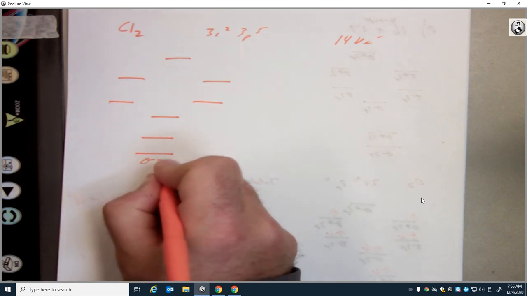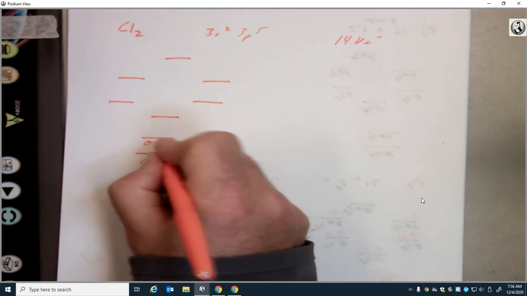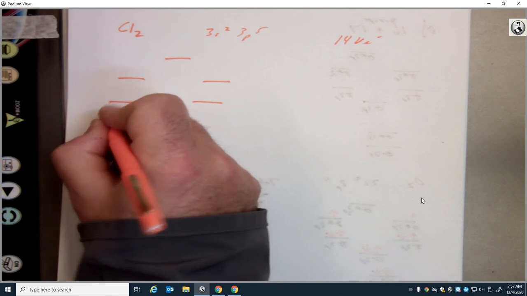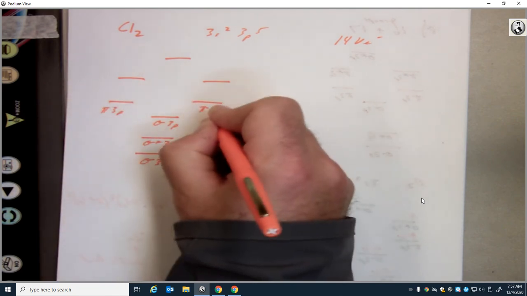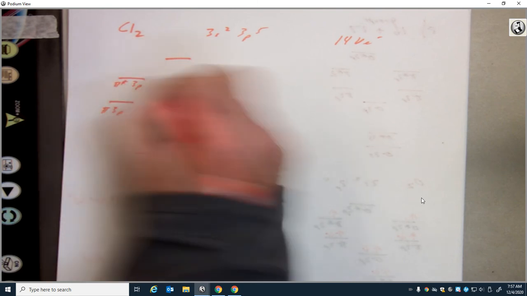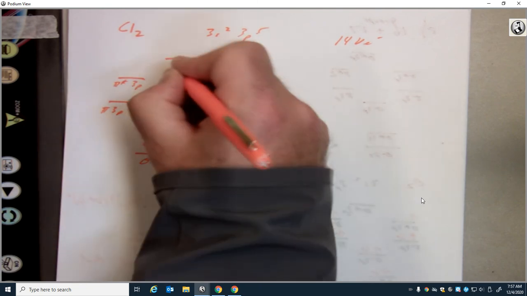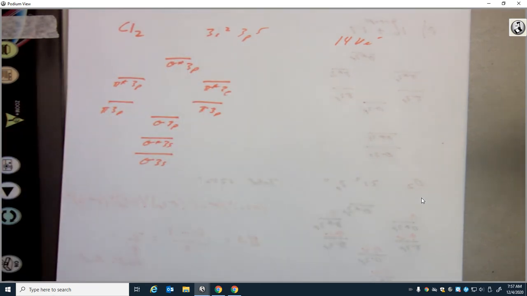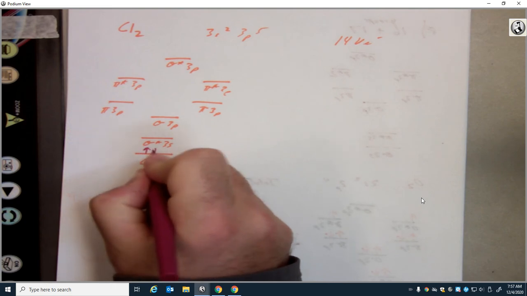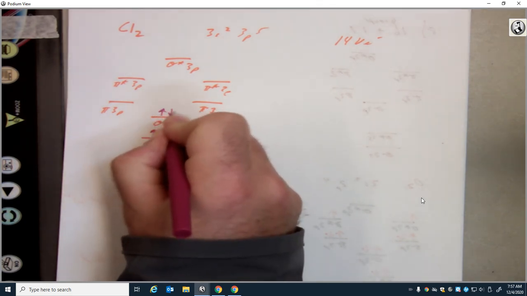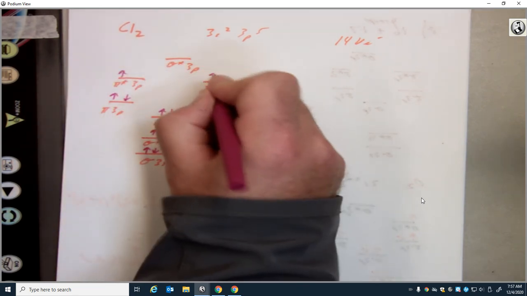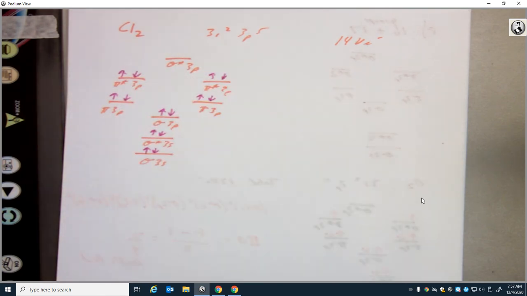This would be my sigma 3s, my anti-sigma 3s. This is my sigma 3p. This would be my pi 3p and my pi 3p, anti-pi 3p, anti-pi 3p, and my anti-sigma 3p. Now we just have to fill them in. We got 14: 1, 2, 3, 4, 5, 6, 7, 8, 9, 10, 11, 12, 13, 14. Okay.